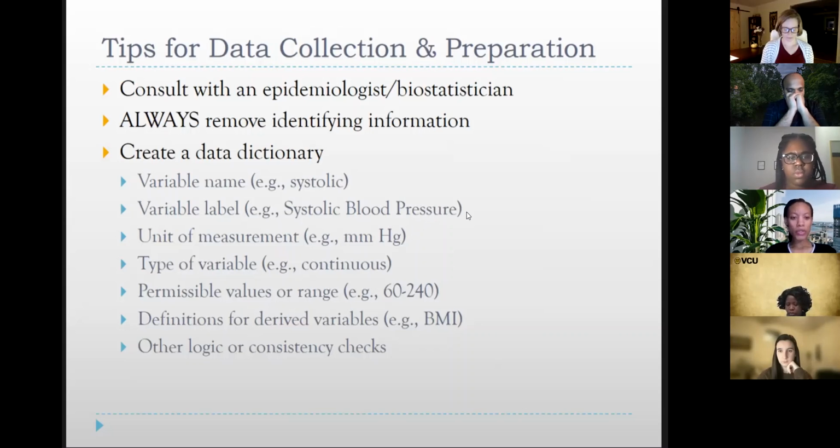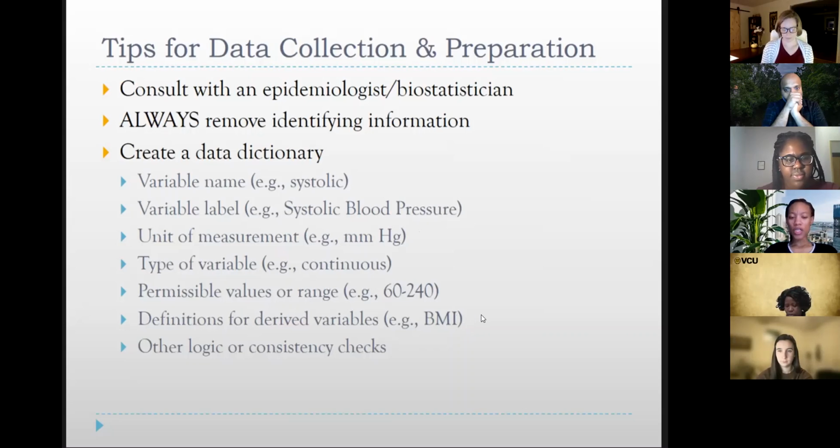You also want to include the unit of measurement. So we're measuring that in millimeters of mercury, as well as the type of variable, whether it's continuous, discrete, categorical, and then permissible values or ranges can include, for this example, anywhere from 60 to 240. I know that's a huge range, but I just gave a number for potential systolic blood pressure.